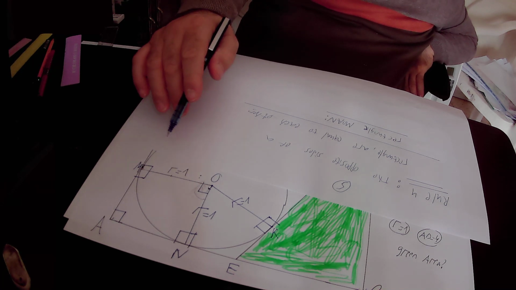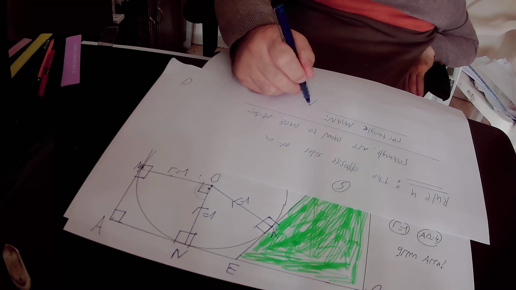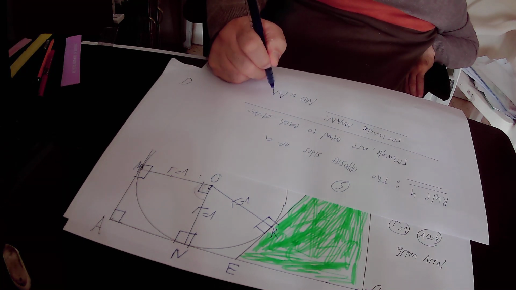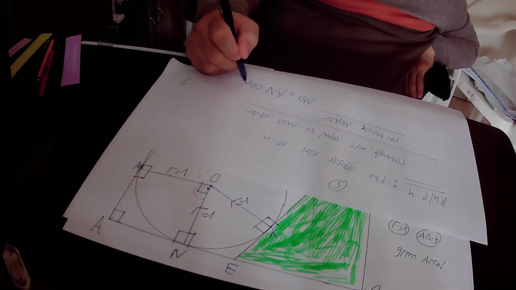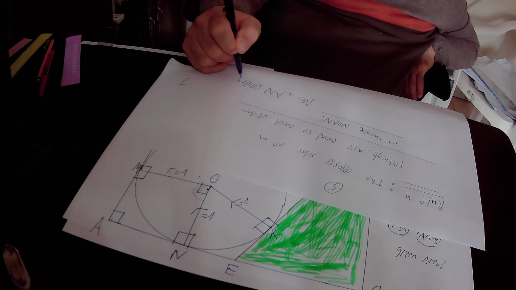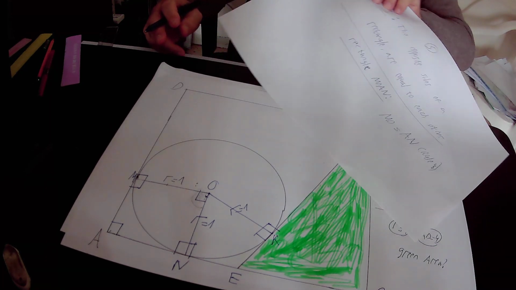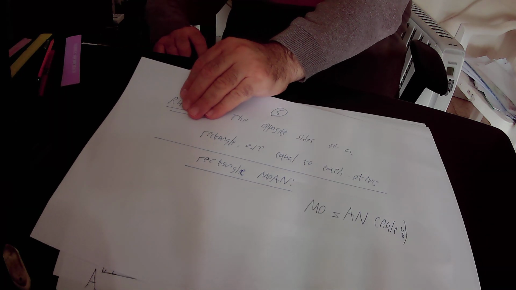That is to say, MO equals AN according to rule number four. I'll repeat again: MO equals AN according to rule number four.